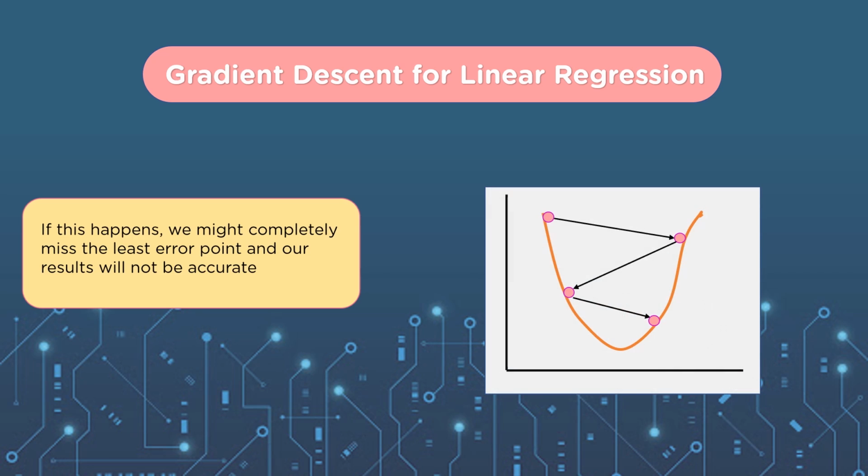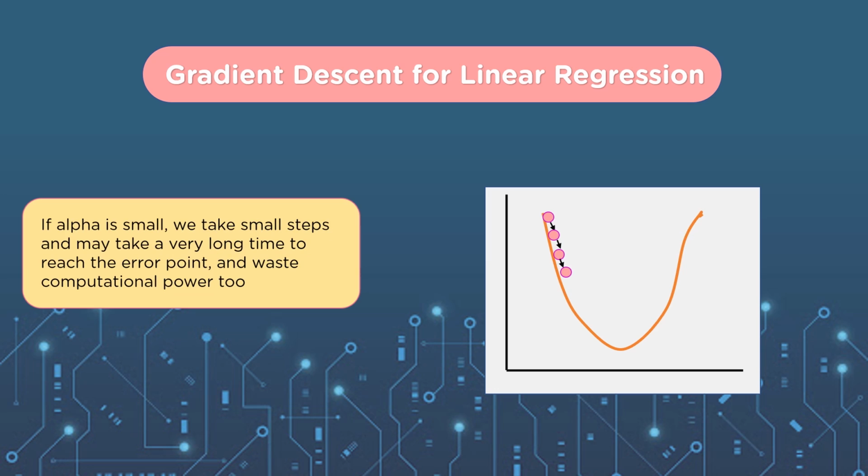So that's one of the dangers of having a very high alpha. And if alpha is small, we take small steps, and we may take a very long time to reach the error point and waste computational power to do it. When we're playing with this alpha, we might be talking the difference between 100 iterations and 2,000 iterations when you're talking a large neural network. And suddenly, instead of solving this in the course of an hour, you're looking at days of processing time on your computer. So this is a big deal to start understanding how that alpha comes in and understanding your data and how it all fits together.